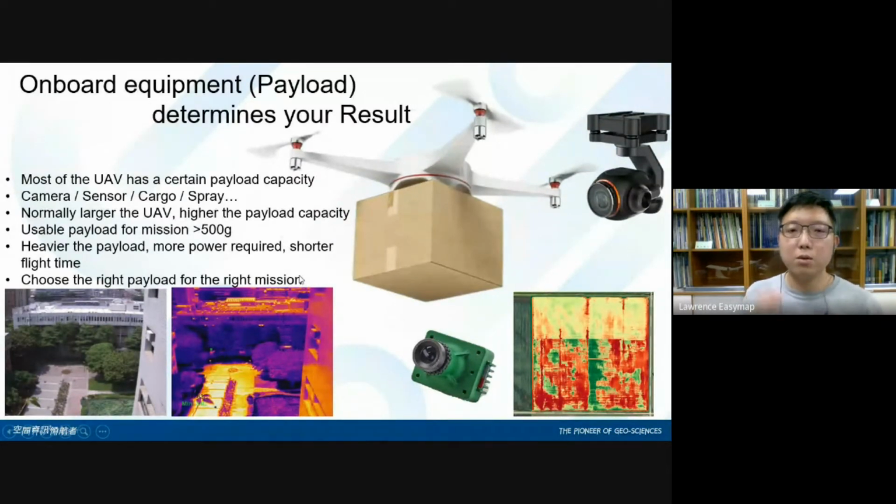That's why it is always very important to find the equilibrium. You know your mission, and should you take a very heavy payload and then the flight time is very short, or you can take a very small camera and fly for a very long period of time. You need to think about it very carefully. Therefore, choosing the correct payload for your mission is crucially important.